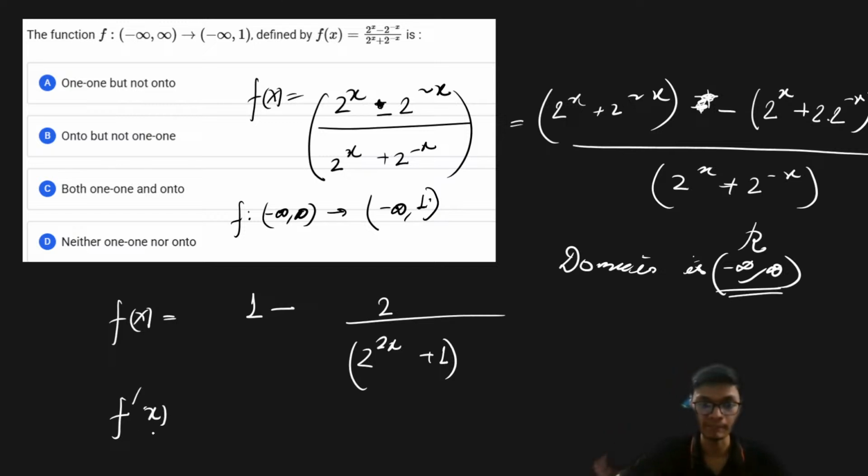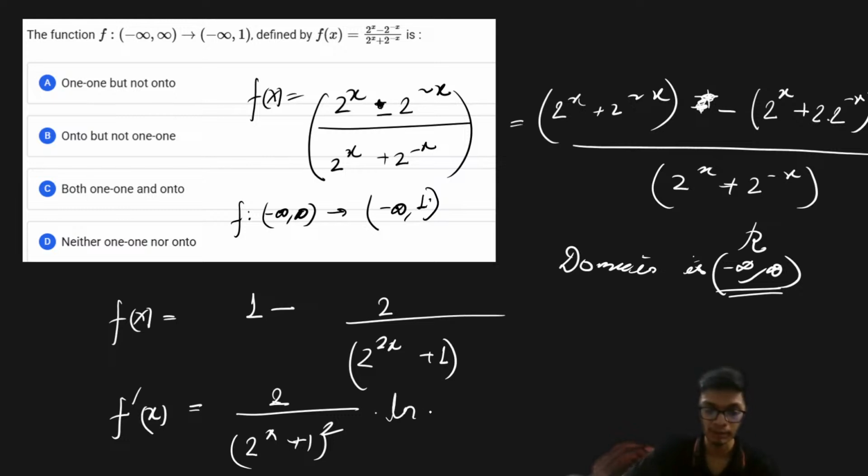Now, in order to find the range, I will try to find the maxima and minima. So let us differentiate this function once. On differentiating, I'm going to get the relation as 2 upon (2 to the power x plus 1) whole square, multiplied with ln 2 into 2 to the power 2x, and also multiplied with 2. That's how we have it.